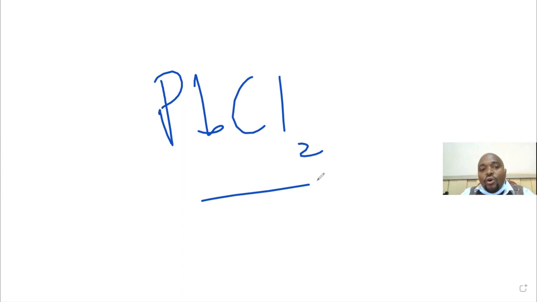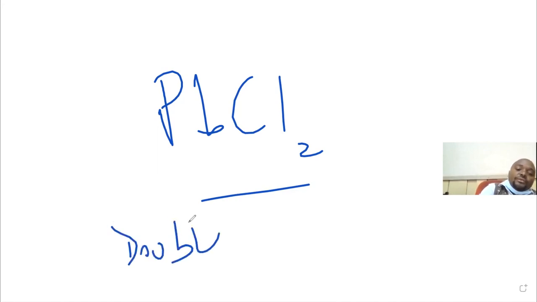Then lastly, all carbonates are insoluble, except carbonates of group 1 and ammonium. Ammonium always exhibits characteristics of group 1 elements, the ammonium ion. So the moment you notice that this is an insoluble salt, the only method which you can use to prepare it is double decomposition.